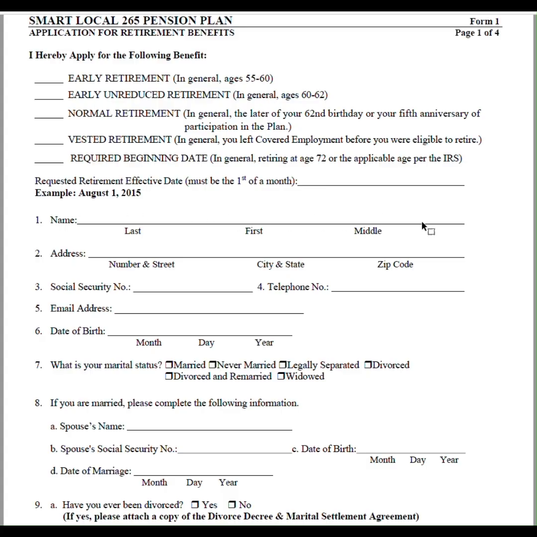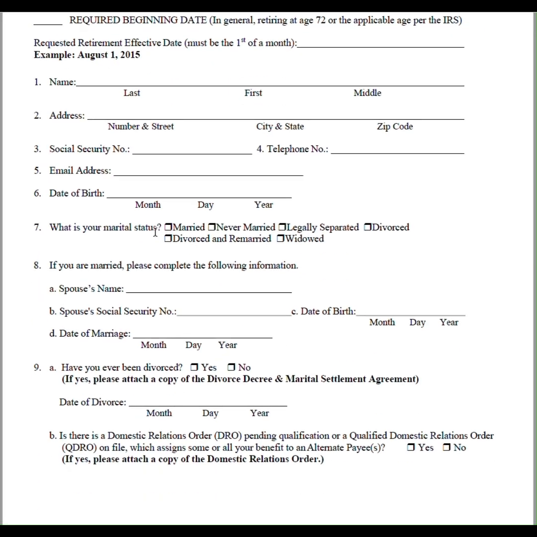Here you're going to put your basic contact information, your name, address, social security number, phone number, email address, and date of birth. For number 7, please check the box that best describes your marital status. If you are married, you're going to include your spouse's information for number 8.